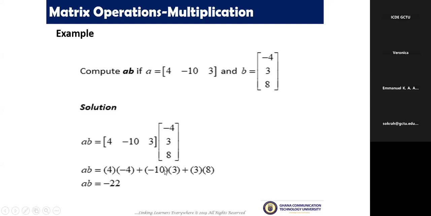3 times 8 is 24. Now, you have -16 plus -30. What do you get? 46. That gives you -46. Yes. Now, -46 plus 24. What do you get? So you owe 46 cedis. You go and pay 24 cedis, so you still owe 22. So that is the -22 cedis you have here.